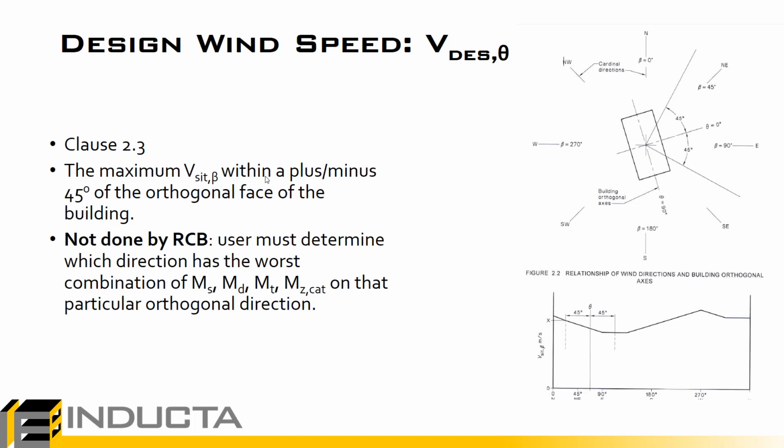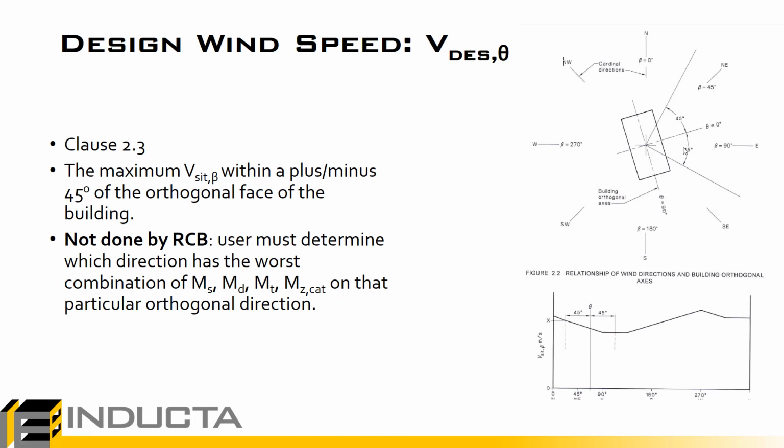What is the design wind speed? How it differs from the site wind speed as defined in the code is that the design wind speed is the worst case site wind speed in a plus minus 45 degree radius from the face of the building being considered. So for example, if the wind is coming in hitting this right side face, we would have to calculate wind speeds in a plus minus 45 degree segment and get the worst case site wind speed. That will then be our design wind speed.